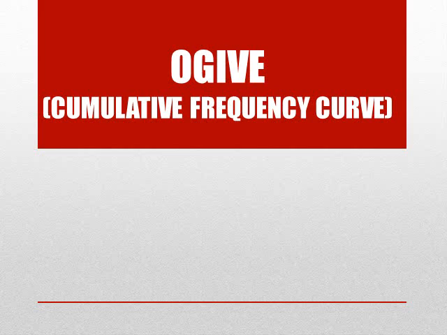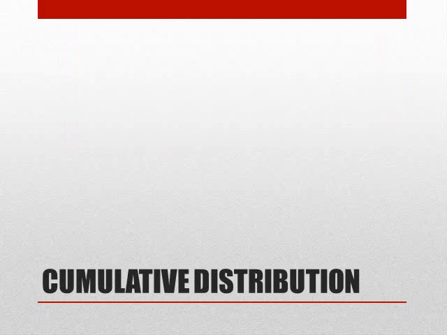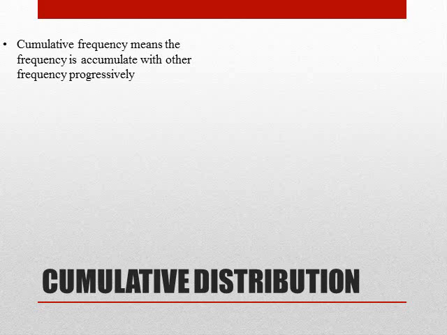So today we will continue our class session with new things, that is Ogive. Ogive is actually also known as a cumulative frequency curve. Before we learn about the Ogive, we need to learn first about cumulative distributions. The cumulative distribution is a cumulative frequency that accumulates with other frequencies progressively.